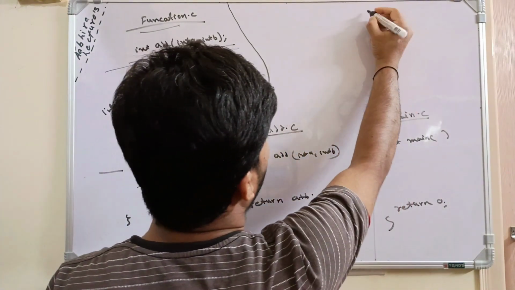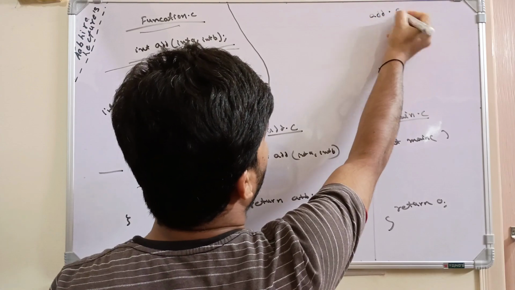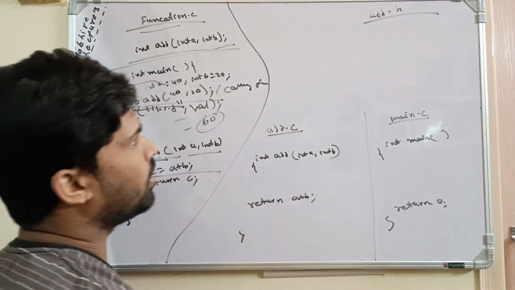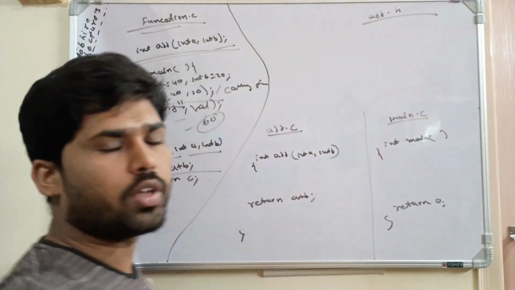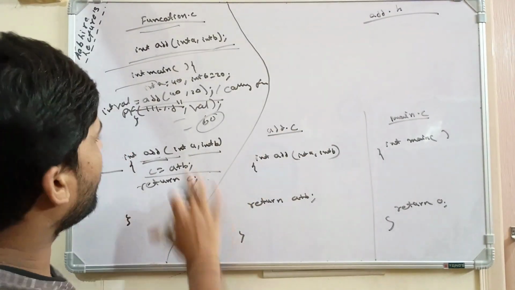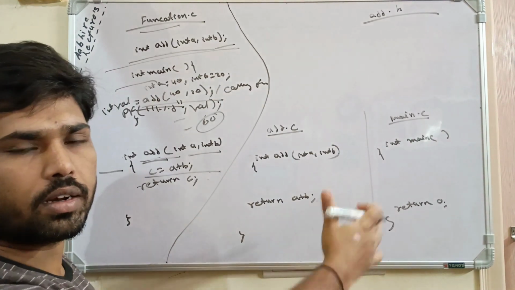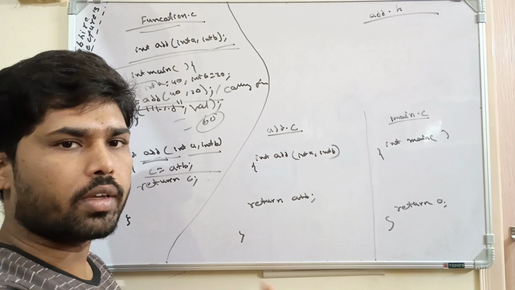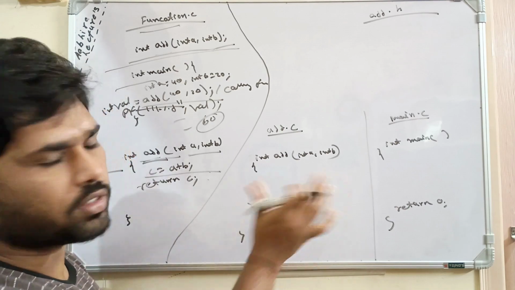Then create another file, add.h. So there are three files, one, two, three files we have created. How are we going to write the same program in different files, and how are we going to access it? What header files or library files we have to give, that is what we are going to see here.